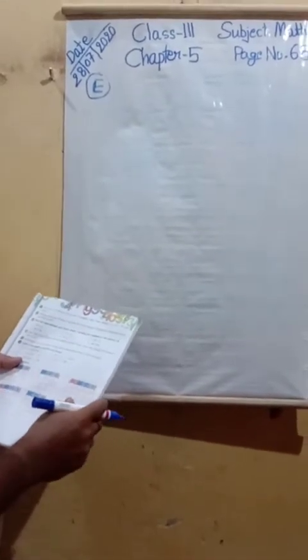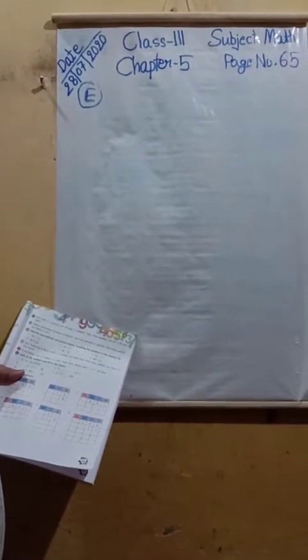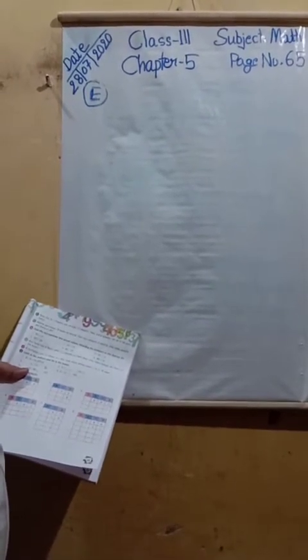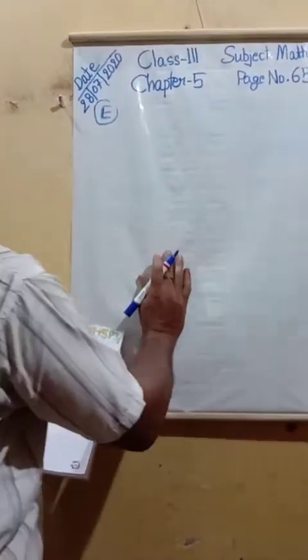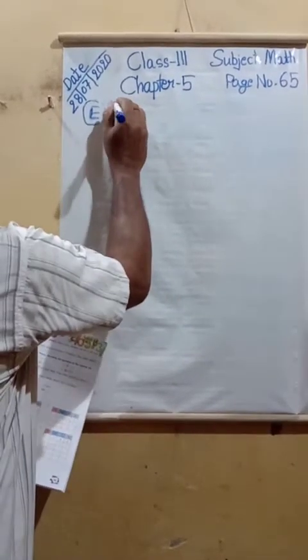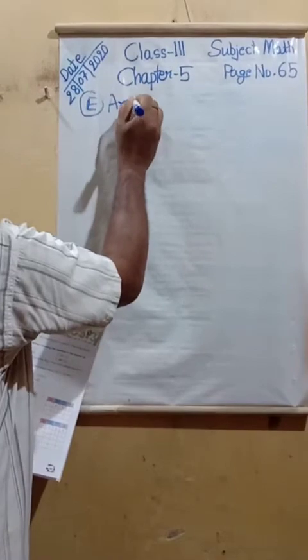One row in a theater can occupy 27 viewers. How many viewers can sit in 30 such rows? This is a word problem and you have to write here answer.